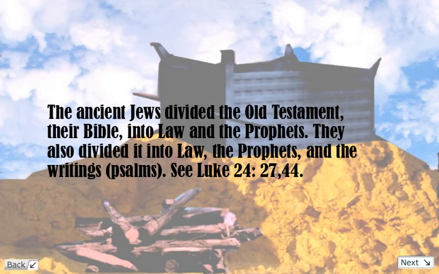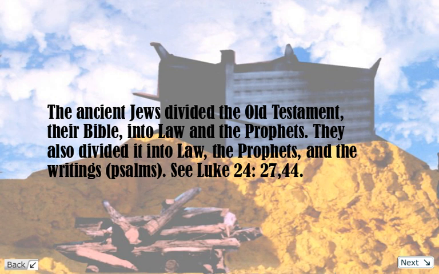The ancient Jews divided the Old Testament, their Bible, which they called the Tanakh, into law and the prophets. They also divided it in 3 ways: the law, prophets, and writings. And the writings were the Psalms. The law was called Torah, or the first 5 books of the Bible. So you have a different division and a different collection and order in the Jewish Bible, the Tanakh.